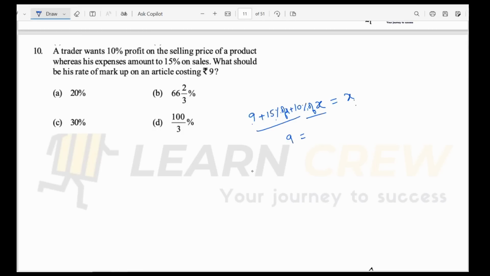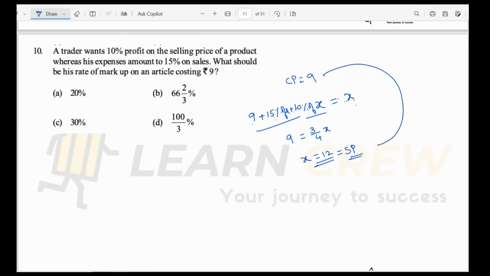9 is equal to 100% of X minus 15 plus 10, that is 25% of X, which is 75% of X, meaning 3/4 of X. So from this you will get X as 12. So the selling price must be 12 rupees, whereas the cost price is 9 rupees.